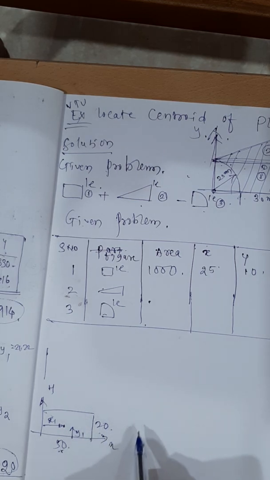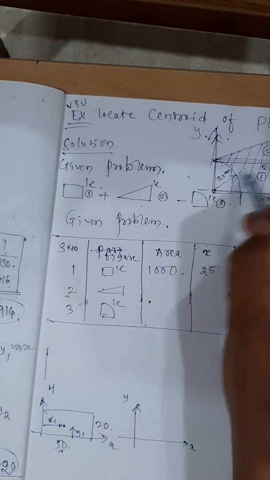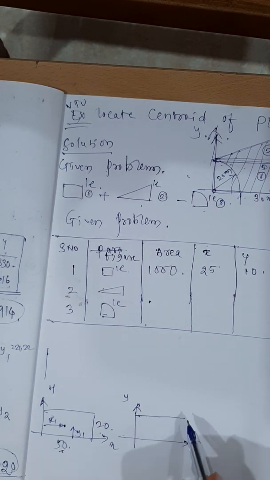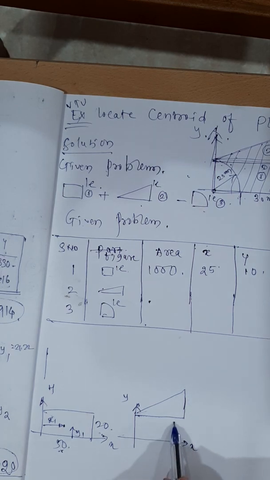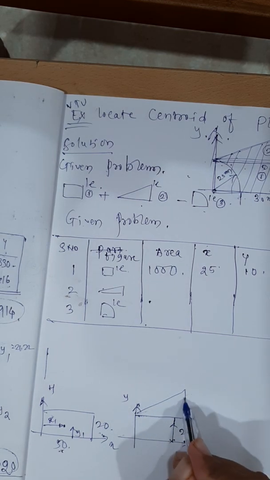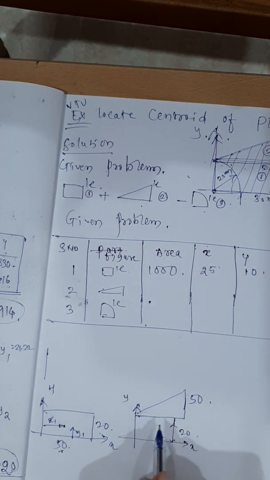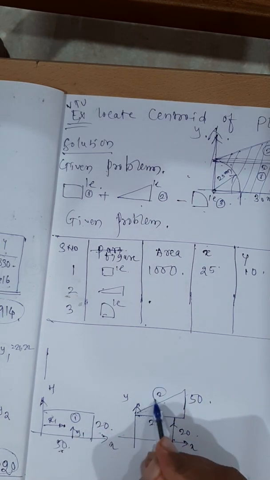Don't change the x and y coordinates. Yes, x is here, y is here, and your figure is somewhere here. Are you agreeing with it? The triangle is here. Can you tell me what this gap is? This gap is equal to 20 mm. And the dimensions of the figure are, this is 50 and this is also 50. This is your first figure and this is the second figure.